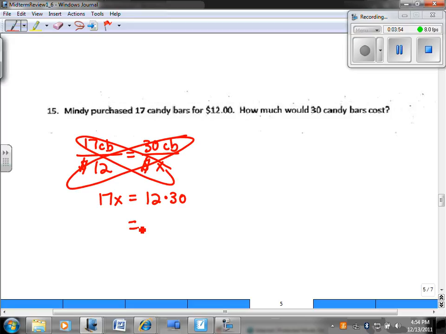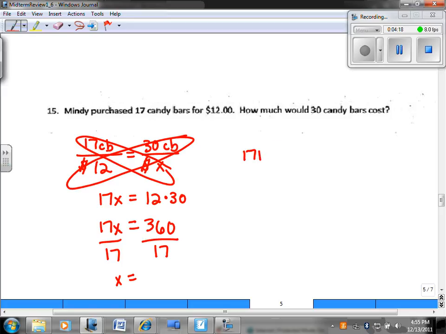12 times 30 is easy. We've got 12 times 3, which is 36. And then we put our 0 at the end. And that's equal to 17x. 17x is just 17 times x. But we want to get rid of that. We want to undo it because we want to know what x equals. So we're going to divide both sides by 17 to get x equals, well, what does it equal?